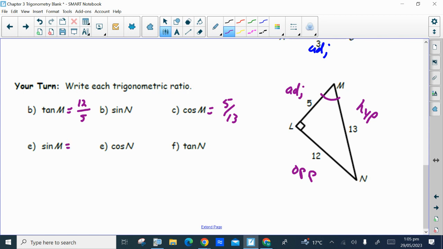Brock, what's the sine of M? Okay, you need to stay with us, okay?